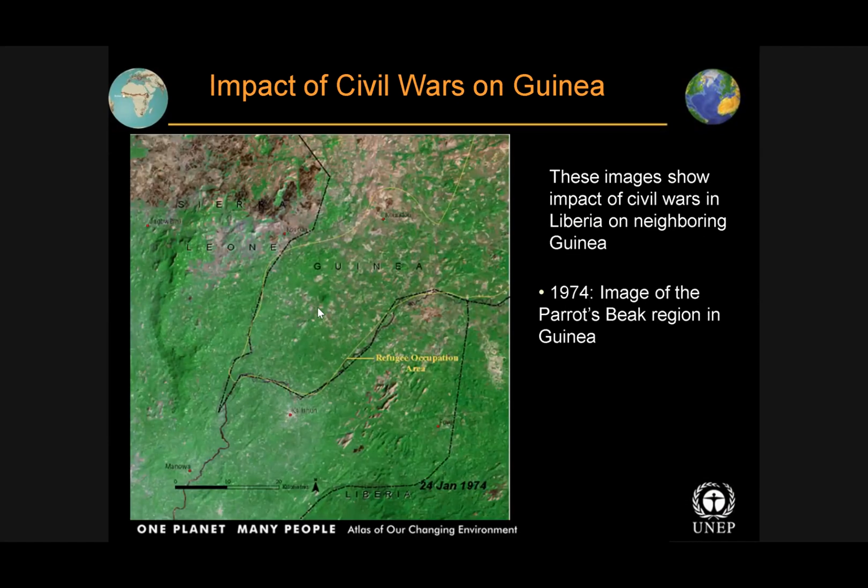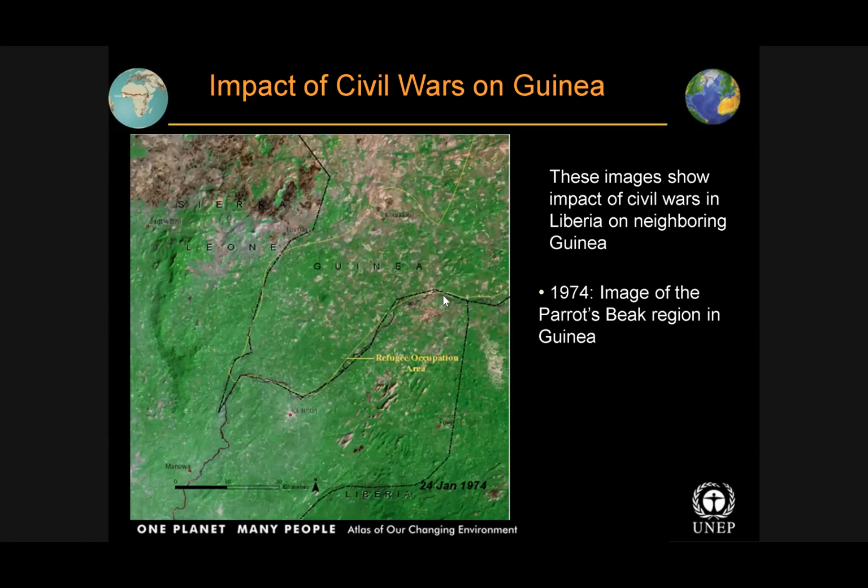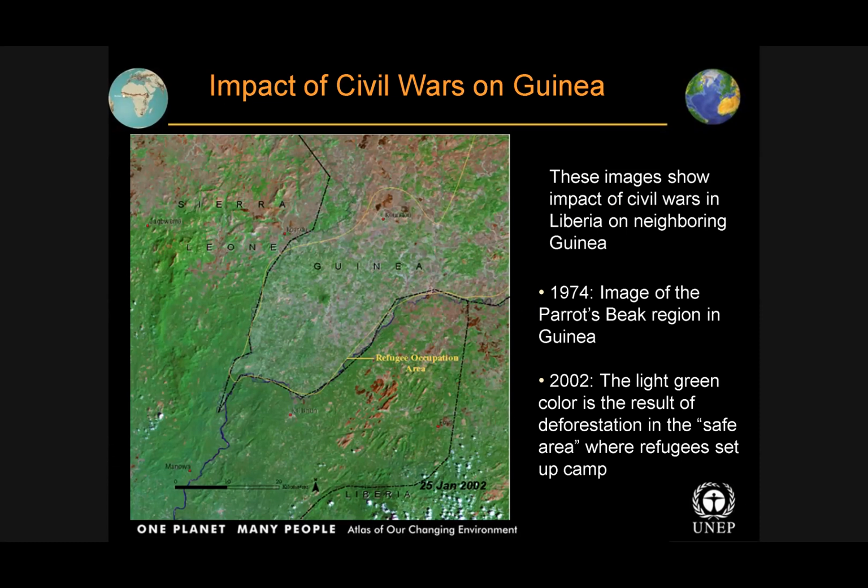So this is Guinea. They call it the Parrot's Beak in 1974. And there it is in 2002 with all the refugees that came in to create refugee camps, needing fuel wood for cooking, etc. So again, before and 2002.